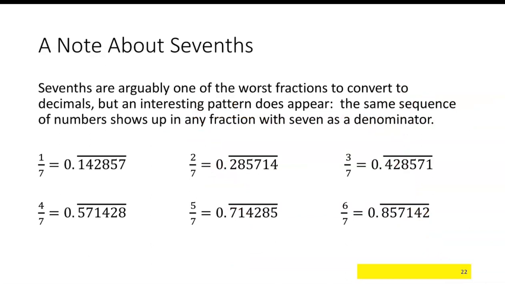Just a note, 7ths are arguably one of the worst fractions to convert to decimals, in that you need 6 different digits to complete the pattern. But there is an interesting pattern that does appear. The same sequence of numbers shows up in any fraction with 7 as a denominator. So if you see the 142 for 1/7, for 2/7, there's the 1 at the end there, and 2857. For 3/7, there's the 1, and then 42857. For 4/7, there's the 1428, then 57. For 5/7, there's the 14285, and then 7. That sequence of digits always repeats.